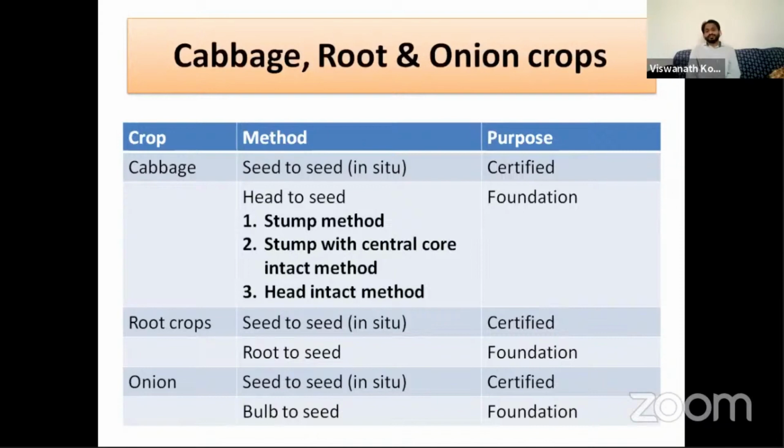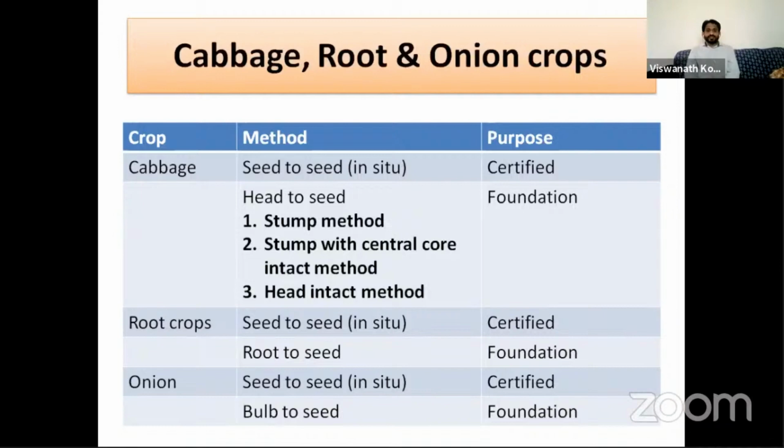In case of cabbage, we sow the seed, we observe the heads for true to type, and we discard the heads that are not true to type to the variety, and we select the heads that are true to type and allow them to produce seed for the foundation seed. The head to seed method is again of 3 types: stump method, stump with central core, and head intact method, which you can refer to in a textbook.